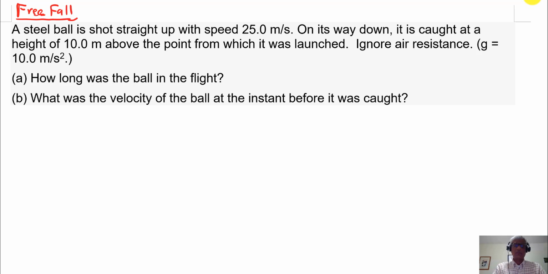Today we're going to talk about this problem. The problem is in free fall, one-dimensional free fall.